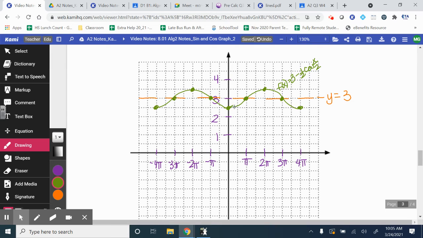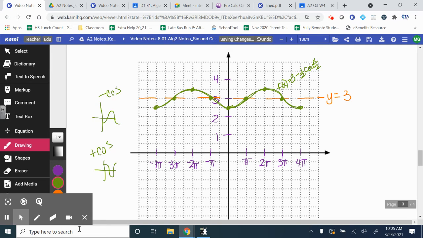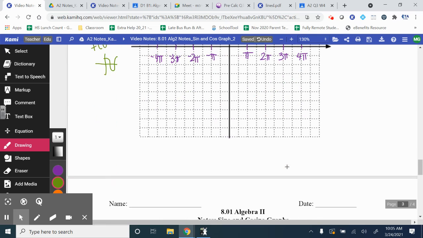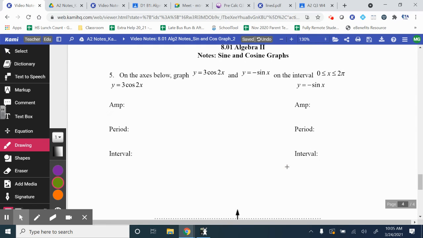So you should see a nice smooth curve, and you should be seeing 2 cycles. So this is one cycle, and then this is the second cycle. So here you can see that the cosine curve is like this. That's when you have a negative cosine, versus if you had a positive cosine, one cycle looks like this. Remember, C for cosine. Okay. And the last one, we have 2 of them here.